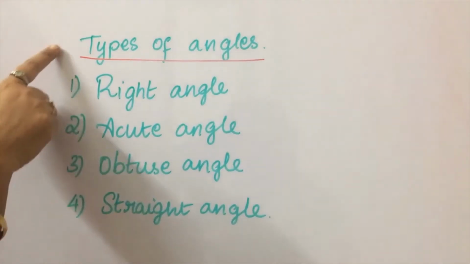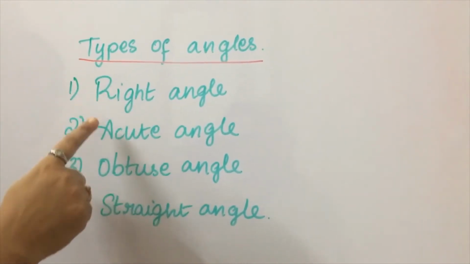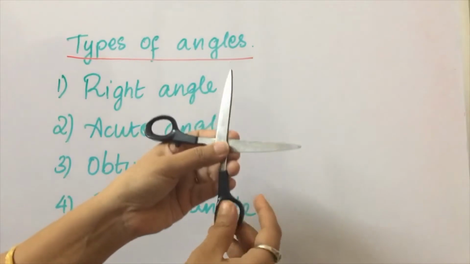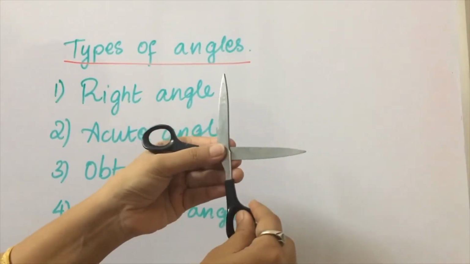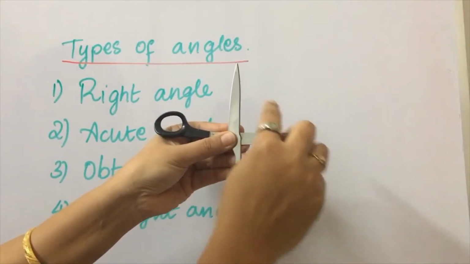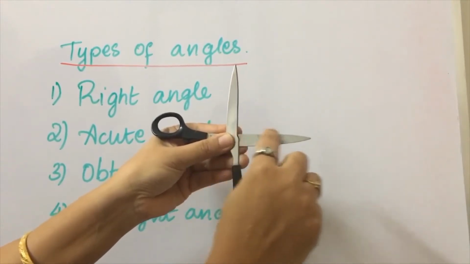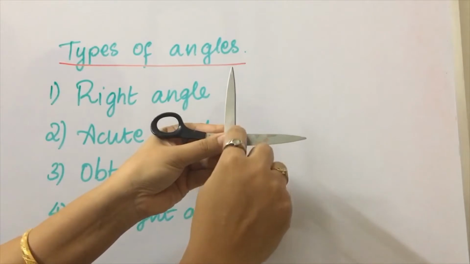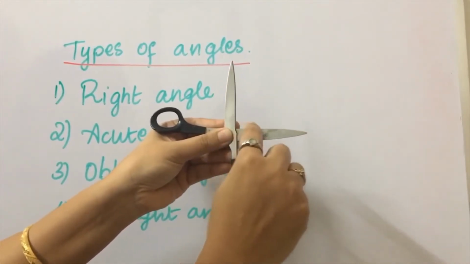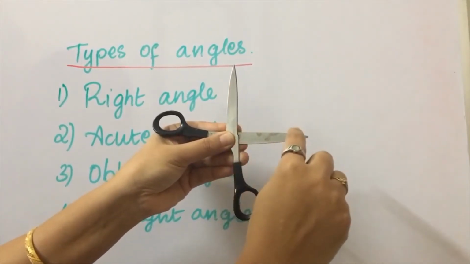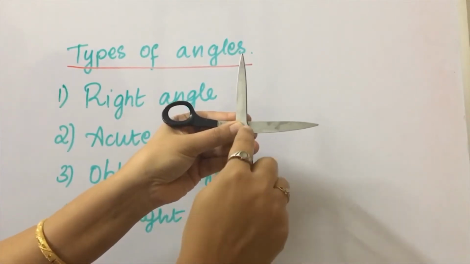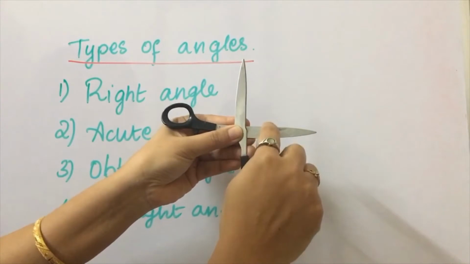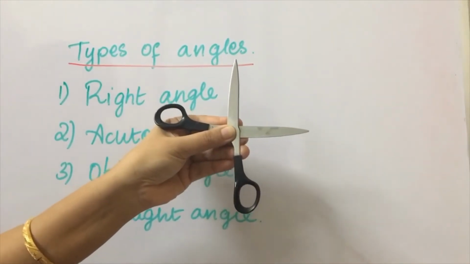Now we are going to learn about types of angles: right angle, acute angle, obtuse angle and straight angle. Now, using the scissor, I am going to teach you angles. Let us consider this as the rays. This is one ray and this is another ray. When the angle formed here is 90 degree, which means when it is perfectly in L shape, it is called a right angle.